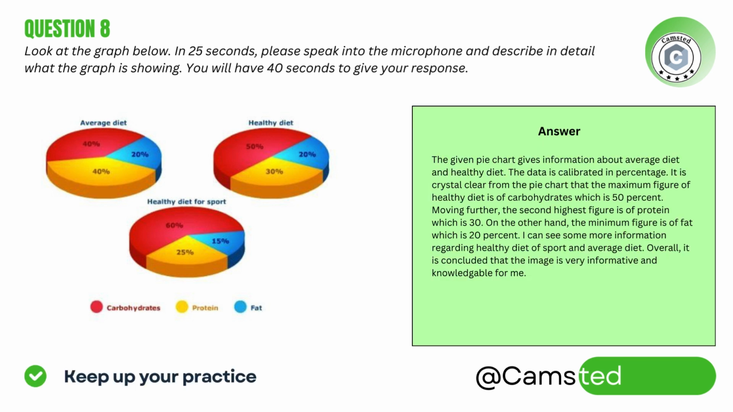The given pie chart gives information about average diet and healthy diet. The data is calibrated in percentage. It is crystal clear from the pie chart that the maximum figure of healthy diet is of carbohydrates, which is 50%. Moving further, the second highest figure is of protein, which is 30%.